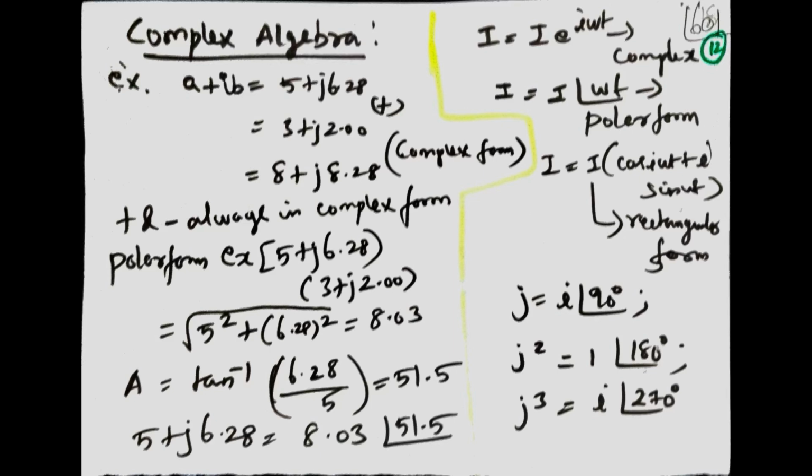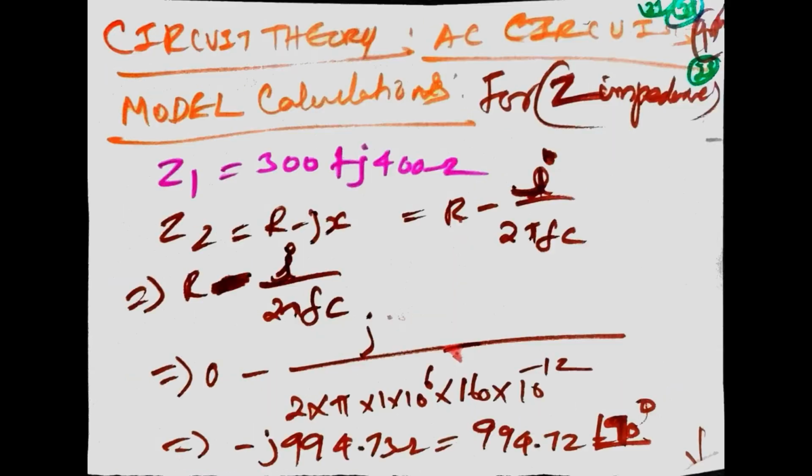Polar form. Example 5 plus j 6.28, change into polar form. Take the square root of 5 squared plus 6.28 squared, we obtain 8.03. The angle is tan inverse of B divided by A, tan inverse of 6.28 divided by 5, which is 51.5. That we obtain as polar form, 8.03 angle of 51.5. Kindly use a calculator, and then show the rectangular format.